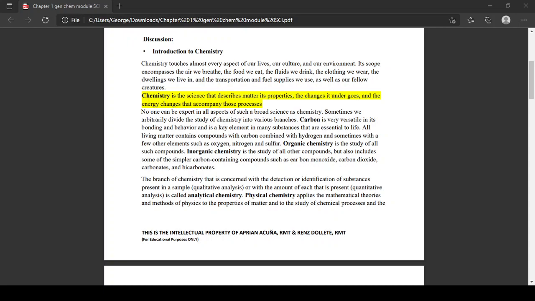Inorganic, sir. If I am studying the iron compound, is it organic or inorganic chemistry? Inorganic. If I am studying the helium compound, is it organic or inorganic chemistry? Inorganic. But if I am studying carbon, carbon dioxide, organic.